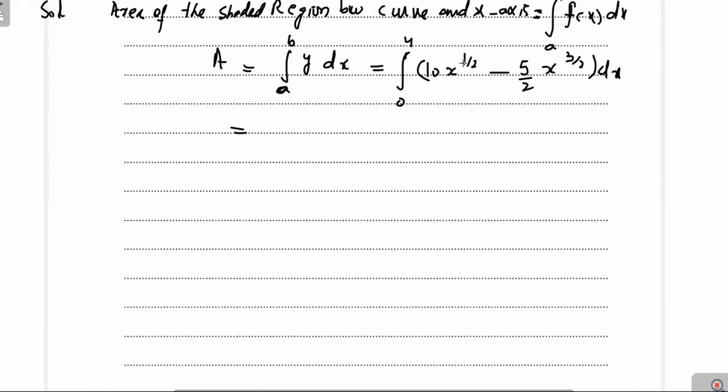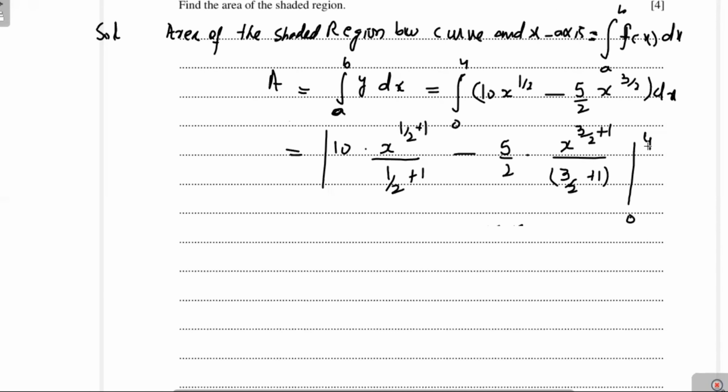The integration of 10 into x power 1 over 2, we write 10 as it is. And x power 1 over 2 integration is x power 1 over 2 plus 1 divided by 1 over 2 plus 1. And minus 5 over 2 is written as it is. And integration of x power 3 over 2, we take x power 3 over 2 plus 1 and we divide this expression by the power 3 over 2 plus 1. Now we apply the limit here 0 to 4 and after this we simplify it.